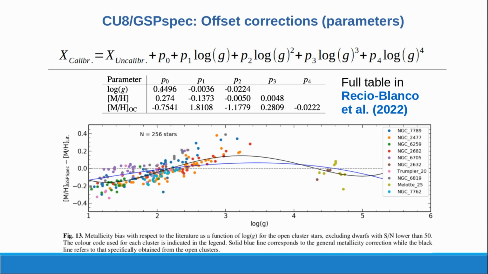During the analysis process, we observed that the stars in open clusters admit a better calibration, so we included it. You can see here in this plot the comparison of the open cluster stars between GSP-Spec and the literature, and you can see that with the black curve, which is the specific calibration for open clusters, we slightly improve the generic calibration we propose for all the stars. I want to recall that the calibration of the log g and metallicity is almost mandatory.